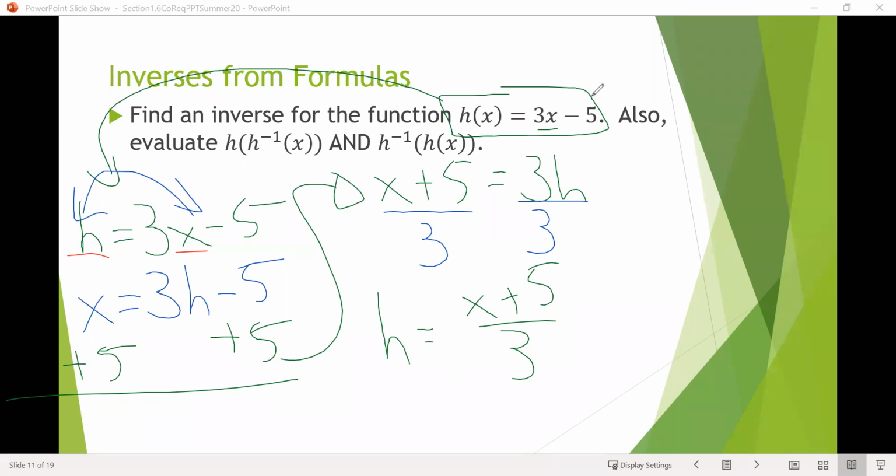Now, it doesn't say it up there, but recall that the original function was called h of x. And when we write the notation for inverses, we use that -1 notation. So we can write this as h inverse of x equals x plus 5 over 3. And that'll be our formula for our inverse function.